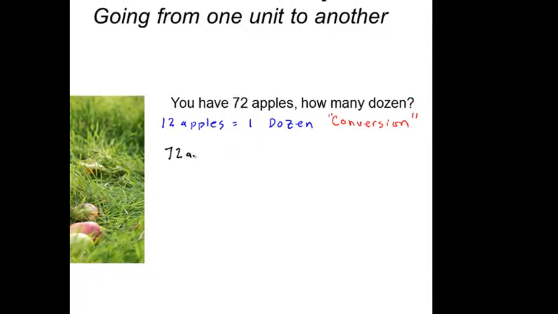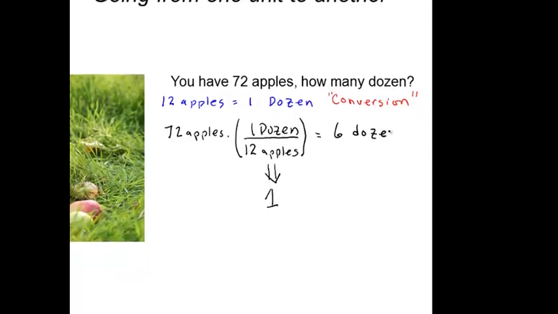So you take 72 apples and you multiply it by a number that doesn't actually change its value, but changes the units. That's going to be the conversion written as a fraction, with 12 apples on the bottom and 1 dozen on top. Since 12 apples is equal to 1 dozen, this whole thing is equal to 1. So when you multiply this out, you're just multiplying the 72 apples by 1. You haven't really changed anything about it. And what you get when you do that calculation is 6 dozen.